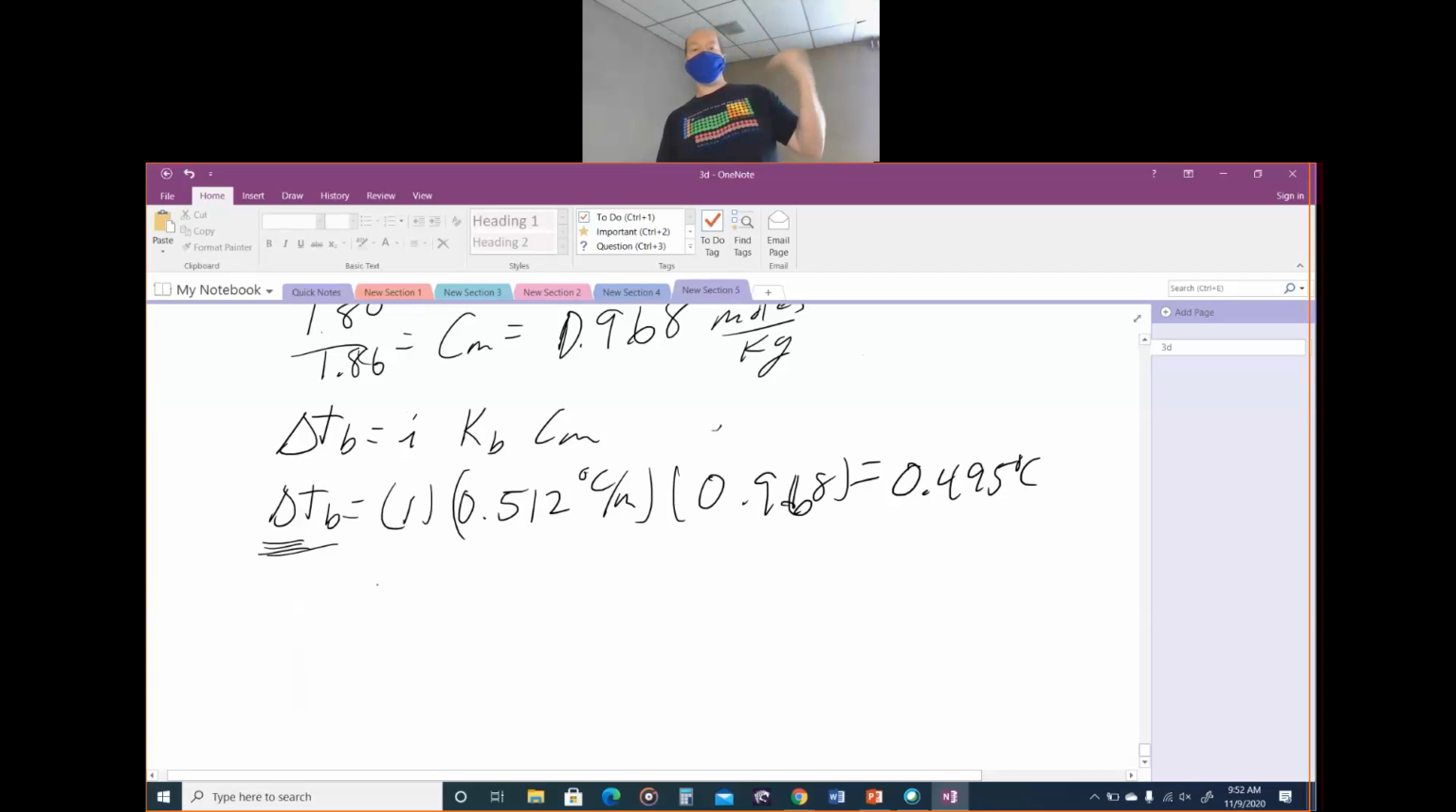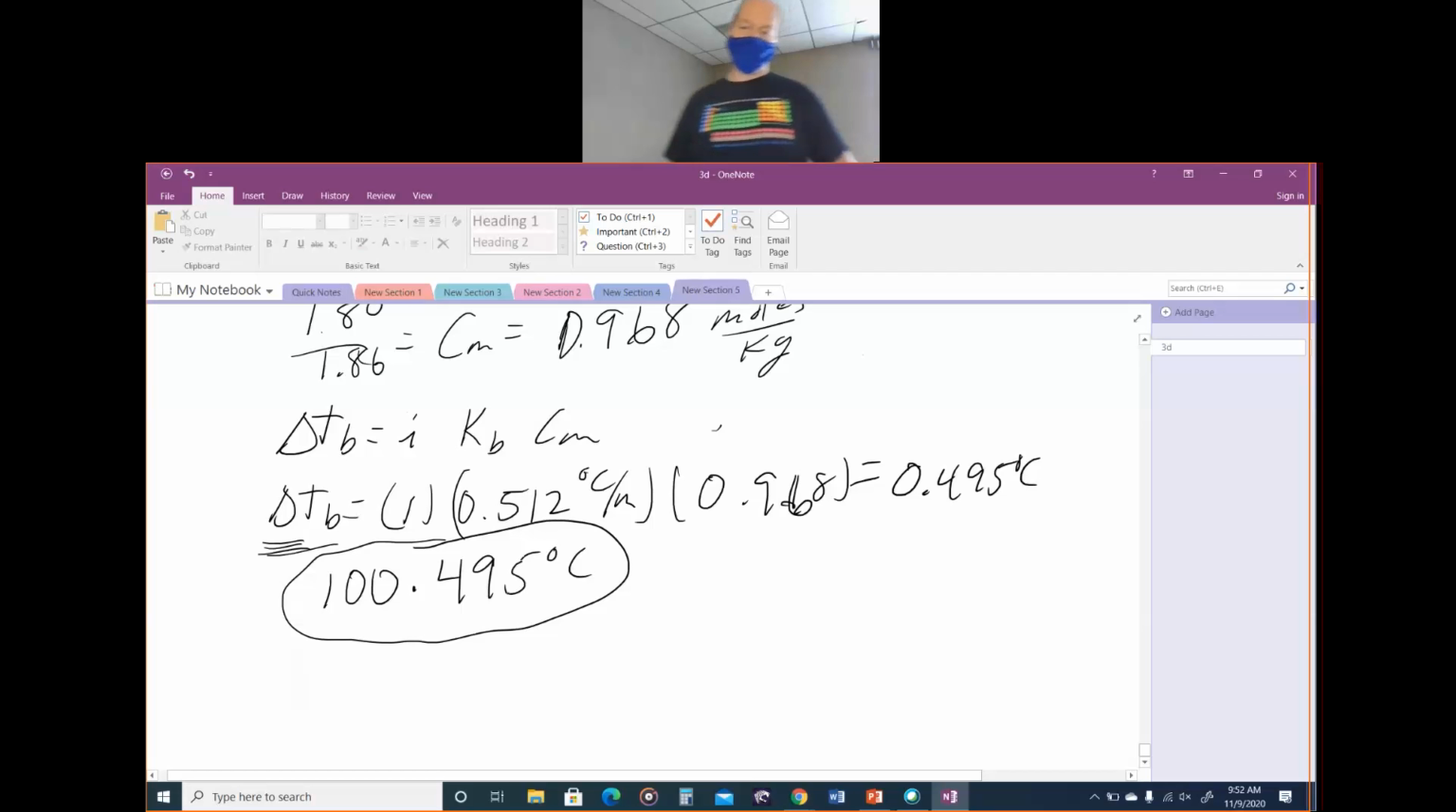You know that water boils at 100, and so this is now 100.495 degrees Celsius. And the boiling point of water is a perfect 100. And so this looks ridiculous to give 6 sig figs, but the boiling point is an exact number for water. It is exactly 100 degrees Celsius. All right, so that is how you find the boiling point. It's a boiling point elevation, so we know it's going to be higher than 100. Delta T sub B tells us how much higher than 100 it is.